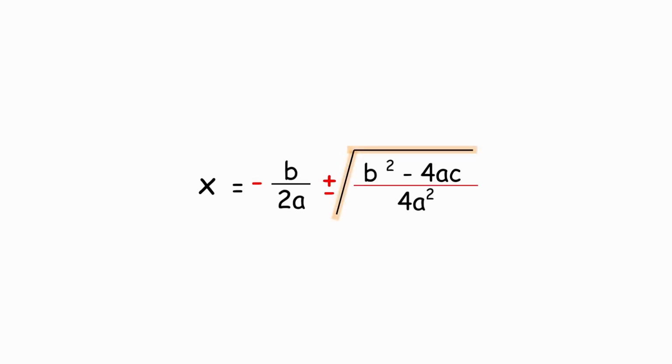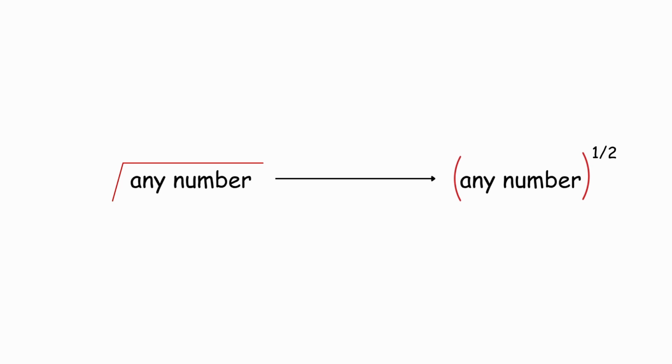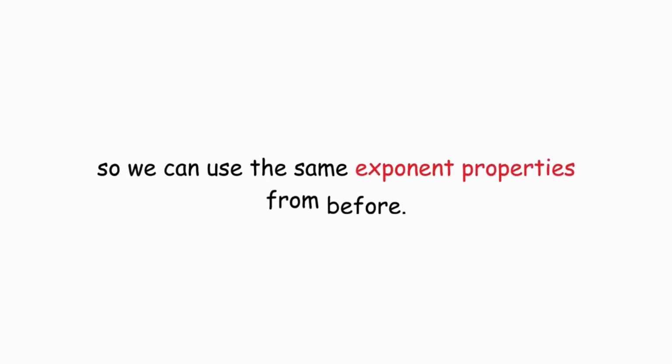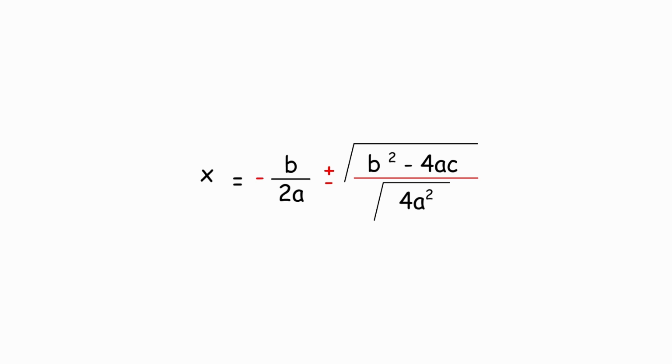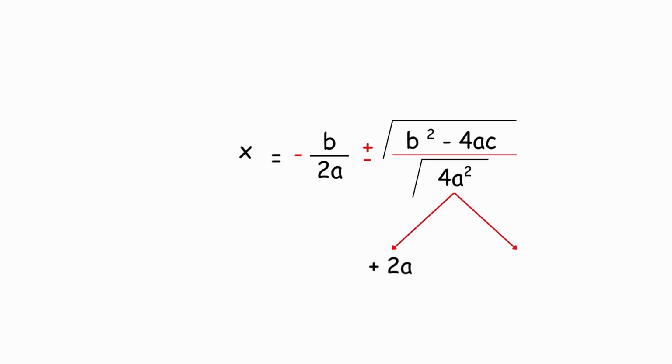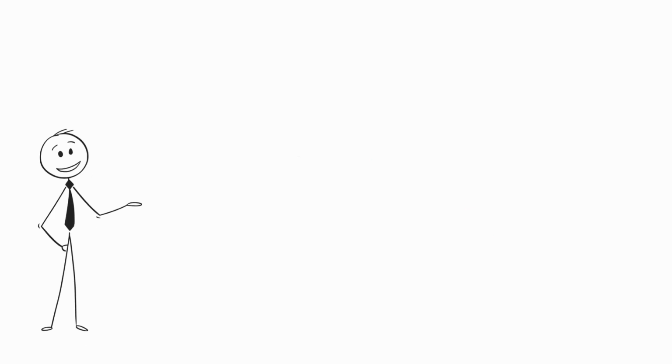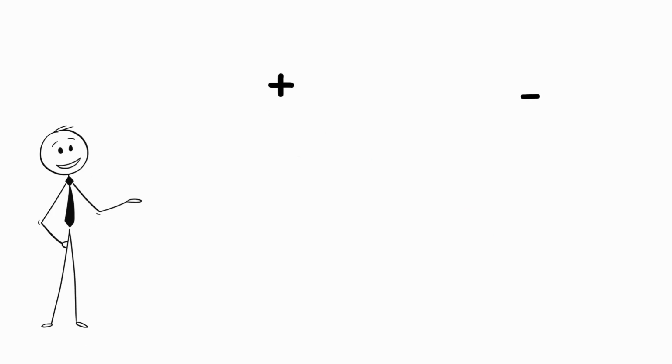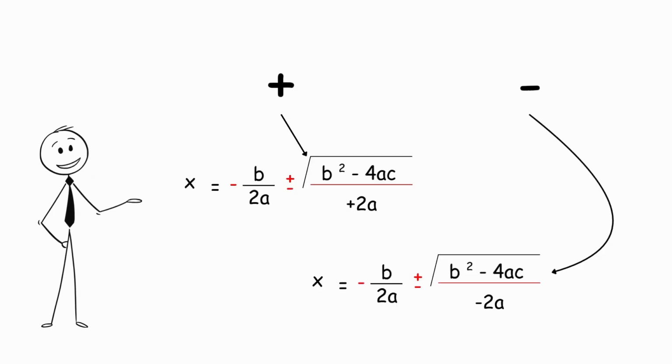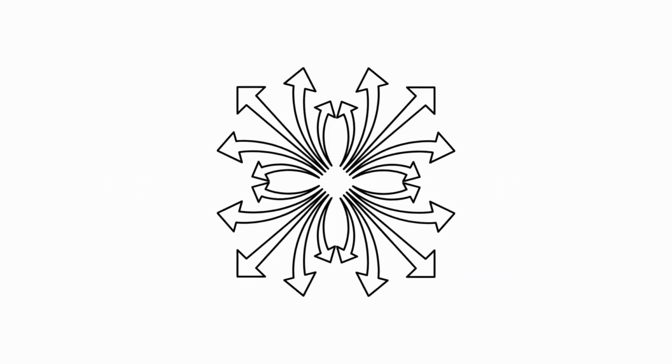We can distribute the square root to the top and bottom of the fraction. Taking a square root is the same as taking something to the power of 1/2, so we can use the same exponent properties from before. Square root of quantity 4a squared creates another sign ambiguity because it could be plus 2a or minus 2a. However, because we could have either a plus or a minus dividing a different plus or minus, that must give us just a single plus or minus. And using that covers all possibilities.